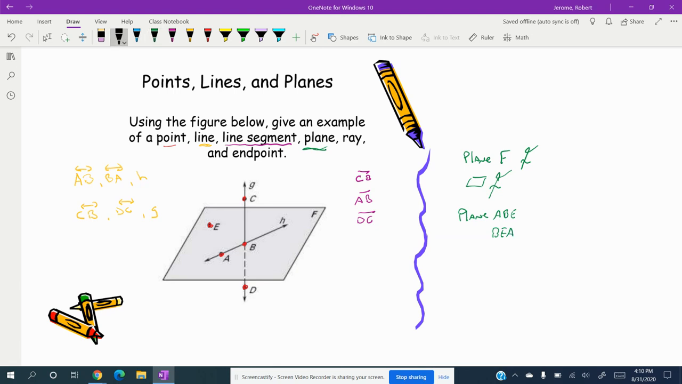And finally, an endpoint. And an endpoint is the point at the end of a segment or a ray. So A, B, C, D, E would be incorrect because it's not at the end of anything, it's by itself. Okay, so again, a little chance to refresh ourselves on what these things are, get a little bit tighter understanding since this is geometry class, and be ready to move forward.